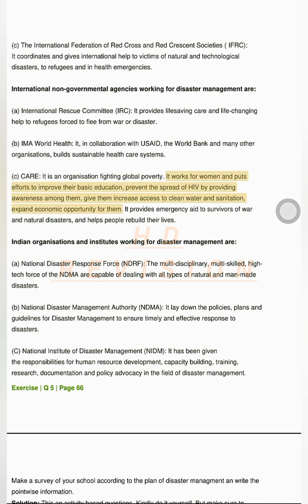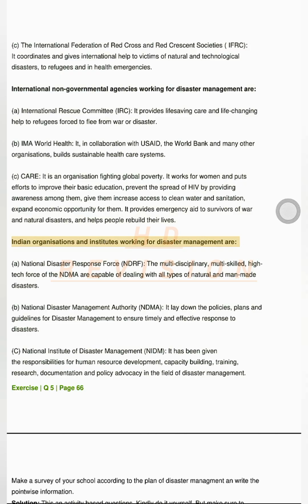It works for women and puts effort into improving their basic education, preventing the spread of HIV by providing awareness among them, giving them increased access to clean water and sanitation, and expanding economic opportunity for them. It provides emergency aid to survivors of war and natural disasters, and helps people rebuild their lives.